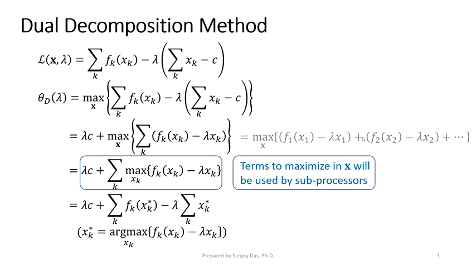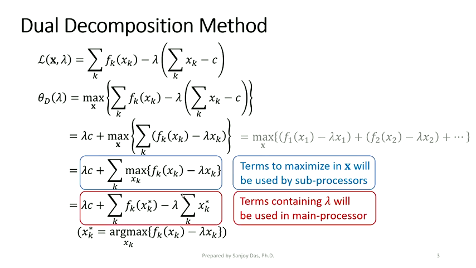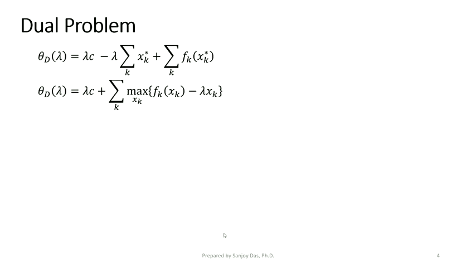Each subprocessor will maximize one of these terms, and this will be used by the main processor. It will handle the lambda. And of course, the xk star is this. So we have these two expressions.